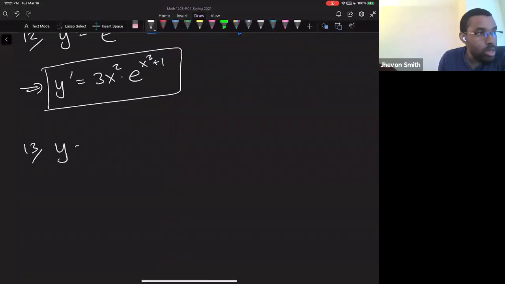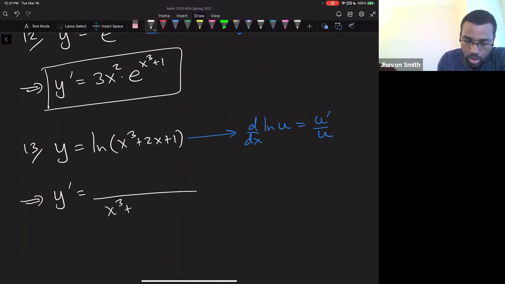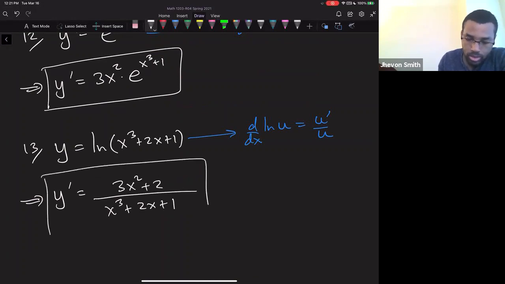13, y is ln of x cubed plus 2x plus 1. The rule that applies here is the derivative of ln of u is u prime over u. So that's what I'm going to do. I'm going to put that guy in the denominator, and on top, I'm going to put his derivative. Done.